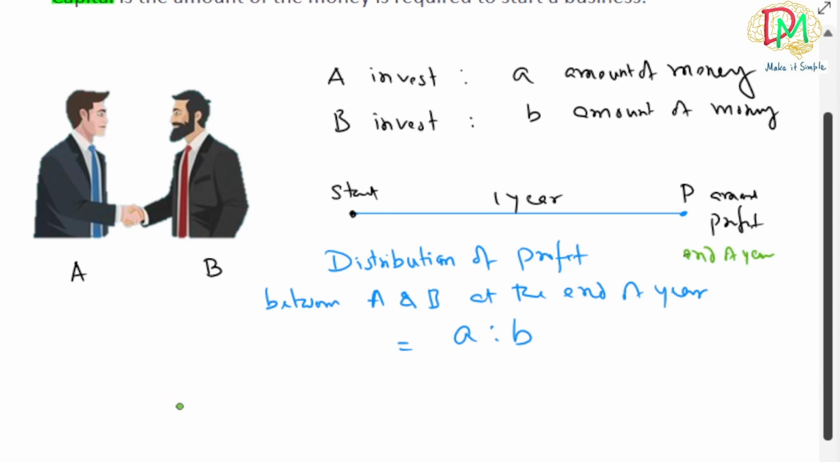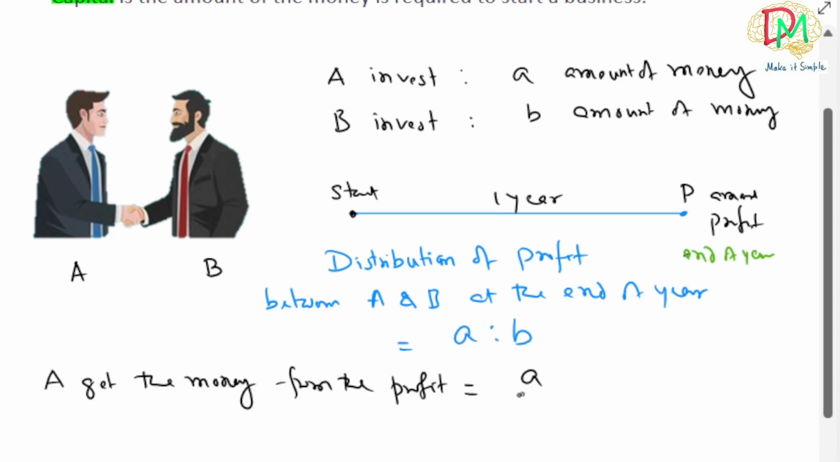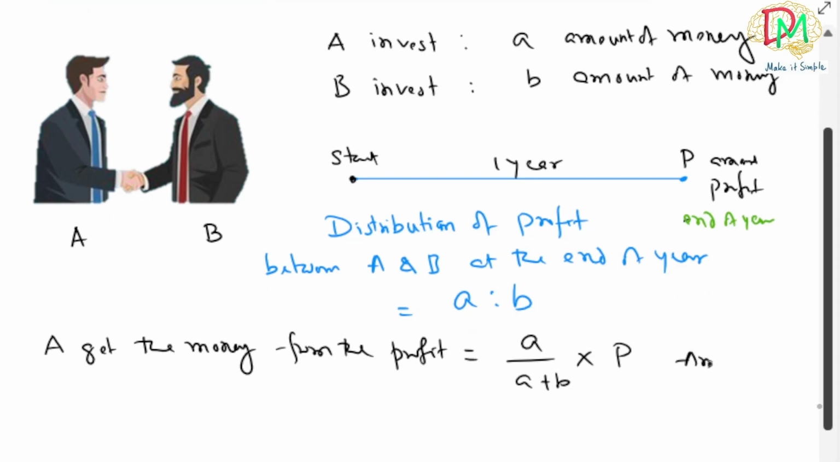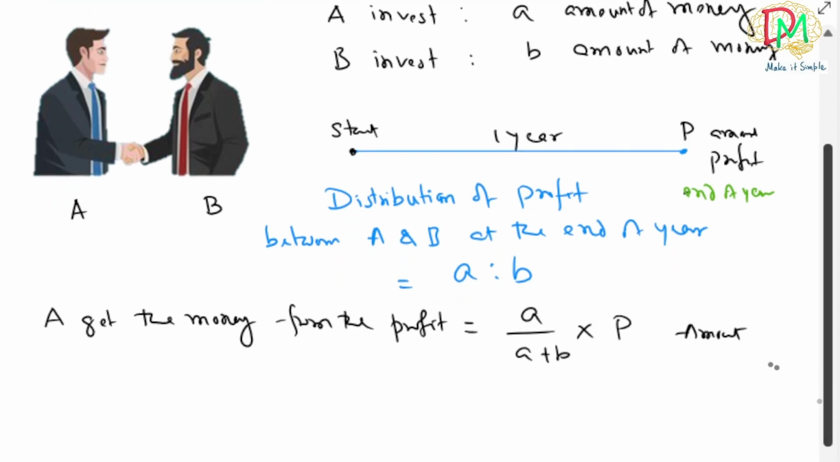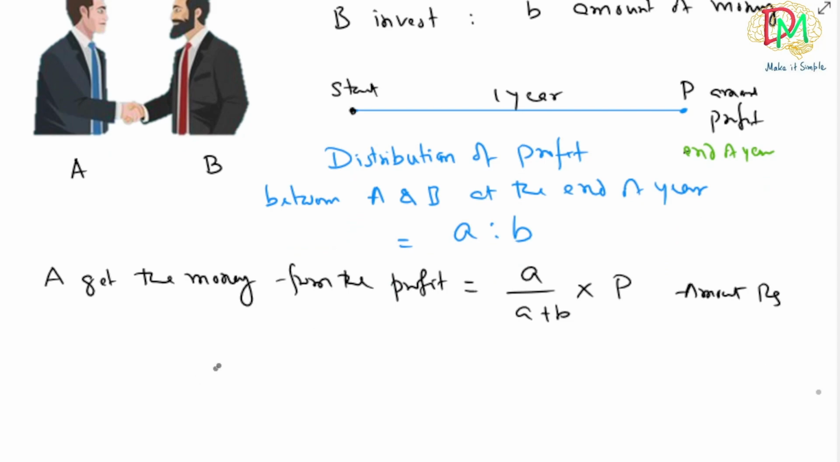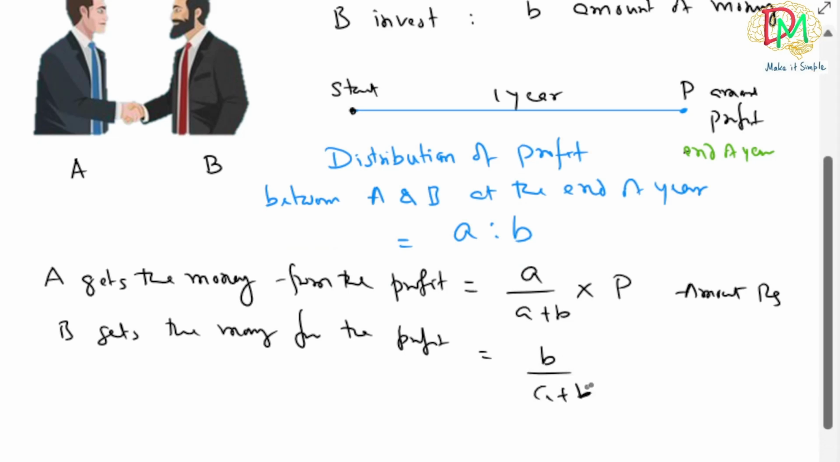A gets from the profit A by (A plus B) into P amount rupees, and B gets from the profit B by (A plus B) into P amount rupees. So this is case 1.